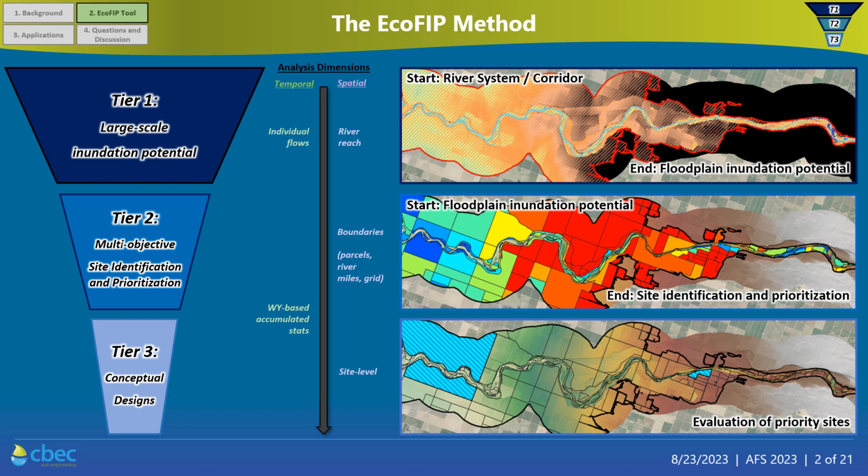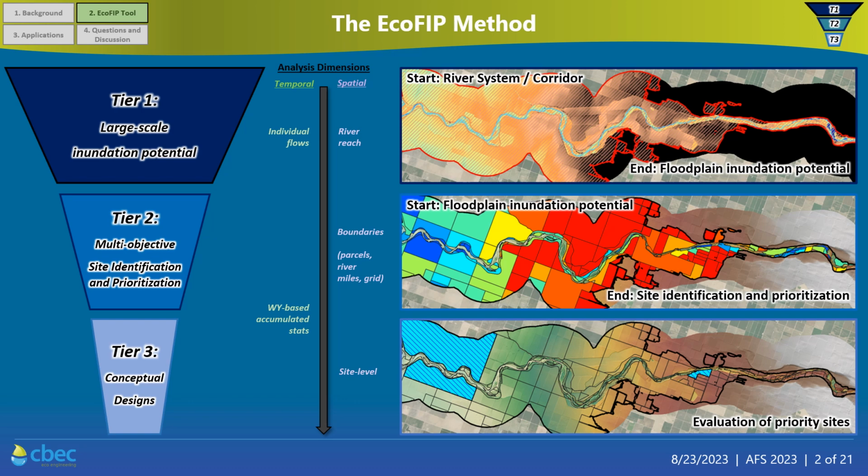We think about EcoFIP as this kind of funnel that we use to get from the large scale, the river system or landscape scale, all the way down to site level analysis and conceptual designs. And we do this through a series of analysis tiers. Tier 1 is the large scale inundation potential, and that is really looking at where can we get water out onto the floodplain if we were to do things like levee setbacks or floodplain grading, side channel reconnections, or other physical modifications, as well as changes to the hydrology of a system. So really asking where can we first get water out onto the floodplain.